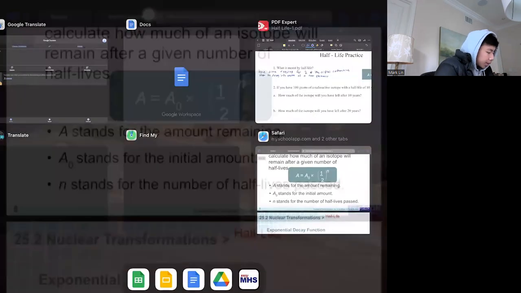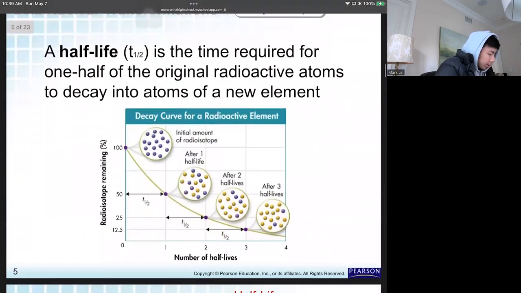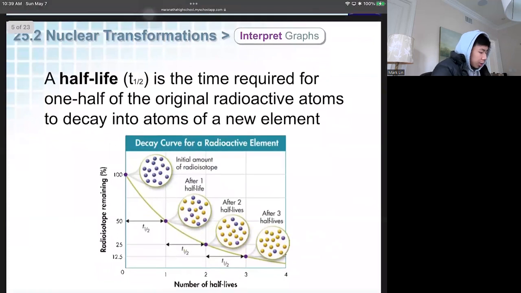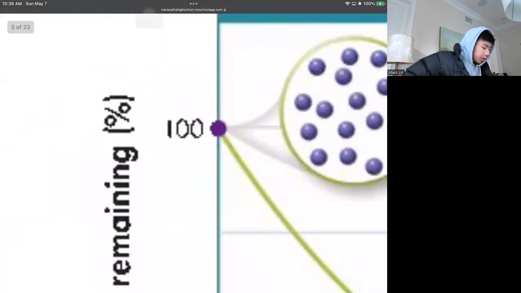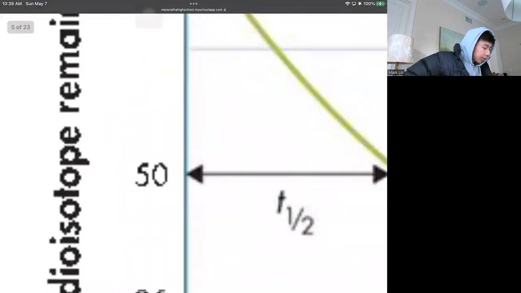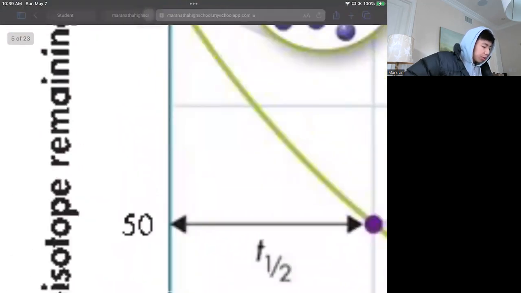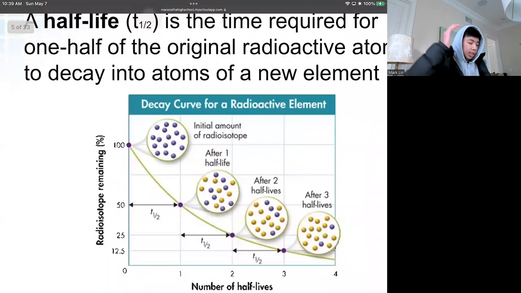This is in the slides right here. Half-life is the time required for one half of the original radioactive atoms to decay into atoms of a new element. Over here we have 100%, and half-life is when we get to 50, because 50 is one half of 100. That's one half-life, so it's the time for one half of the substance to decay.